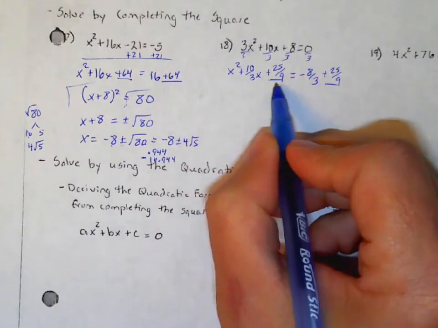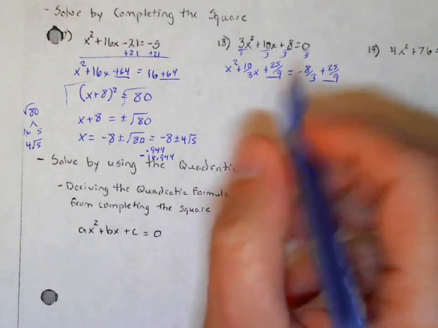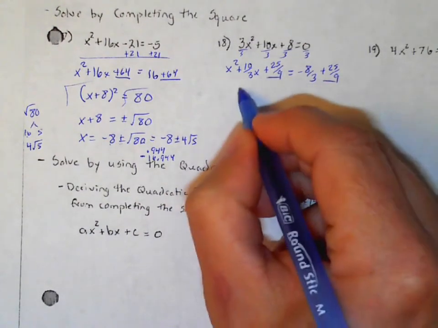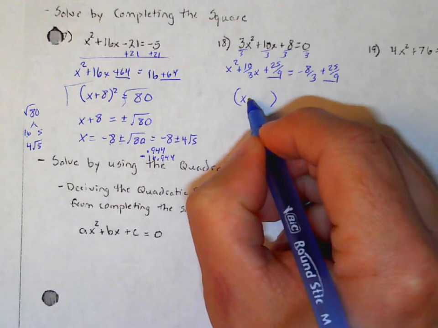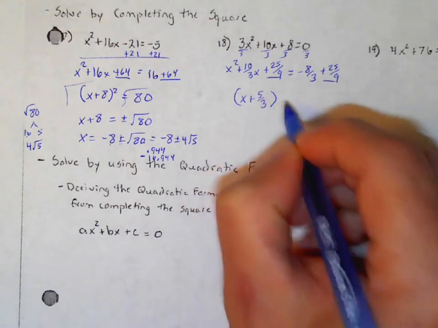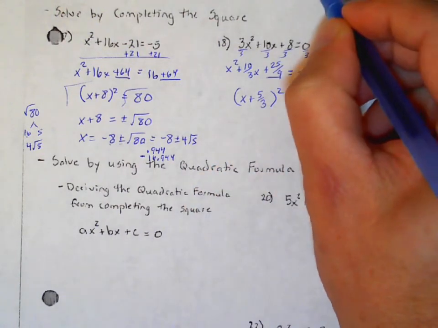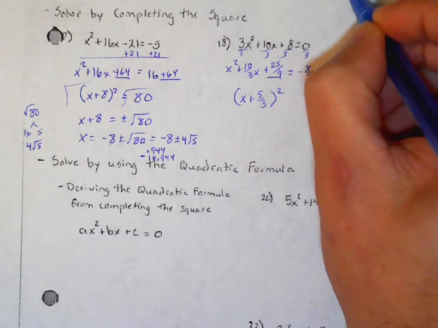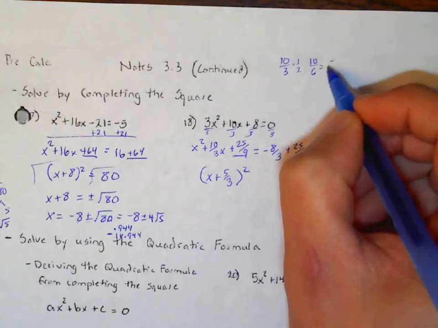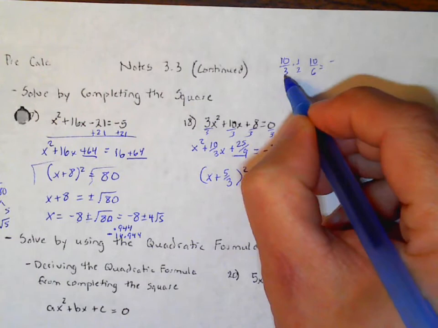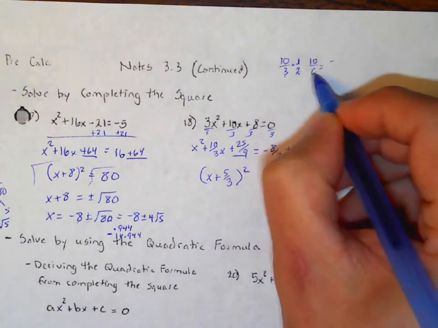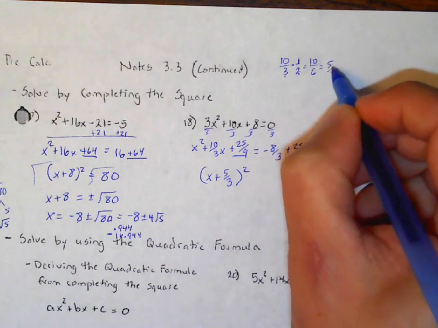Okay, that could be a decimal too, but it's not going to be a nice decimal, so a fraction is better. If you take this and factor it down, it'd be x plus 5 thirds. If you take 10 thirds, dividing by 2 is the same as multiplying by 1/2, which would be 10 sixths, which is 5 thirds, okay?